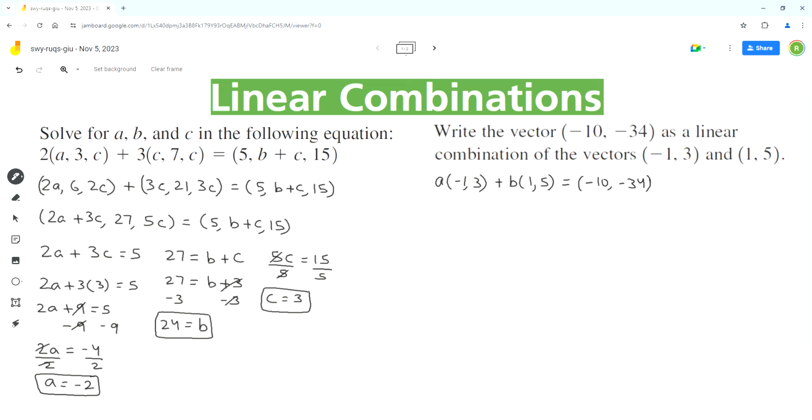So the first step is to do the scalar multiplication for the two vectors on the left side. We'll multiply the first vector by a, and we'll multiply the second vector by b. Now we can add the vectors on the left side. So we'll add their x components and y components.